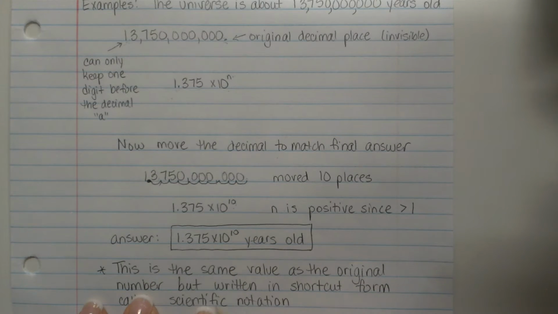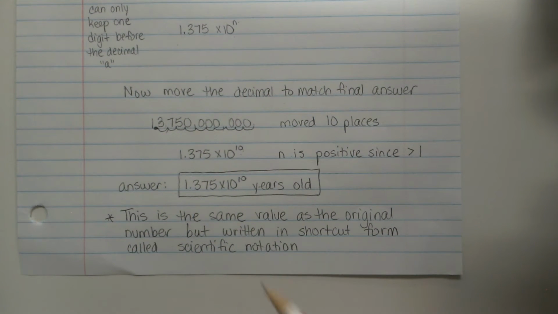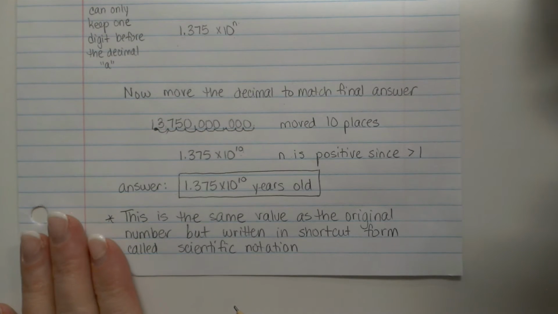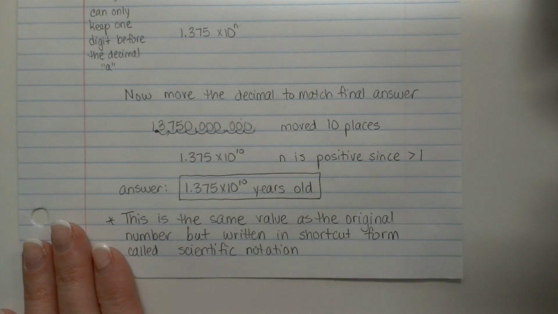And so that means that the universe is about 1.375 times 10 to the 10th years old, which is weird looking, but it's a lot less cumbersome not having all those zeros that you have to put in. And by the way, this number and this number are the same value. They're just written in shorthand. Let's do a small number.